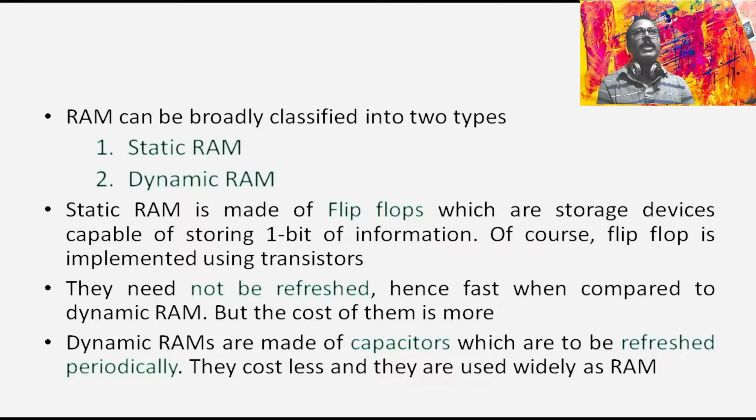RAM can be broadly classified into two types: static RAM and dynamic RAM. Static RAM is made of flip-flops. A flip-flop is a storage device capable of storing only one bit of information. But you need not bother about what exactly a flip-flop is. We will study flip-flops later.